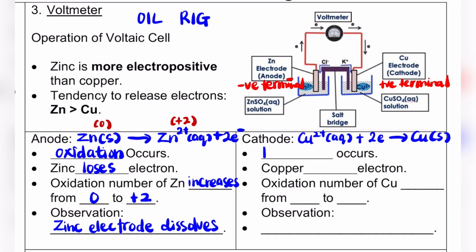So here reduction occurs, and the copper gains electrons, where the oxidation number of copper starts from positive 2 and becomes 0. So the oxidation number of copper decreases from positive 2 to 0. The observation that we can see is at the copper electrode, we have a specific color, which is a reddish brown solid. So the reddish brown solid is deposited as your observation.